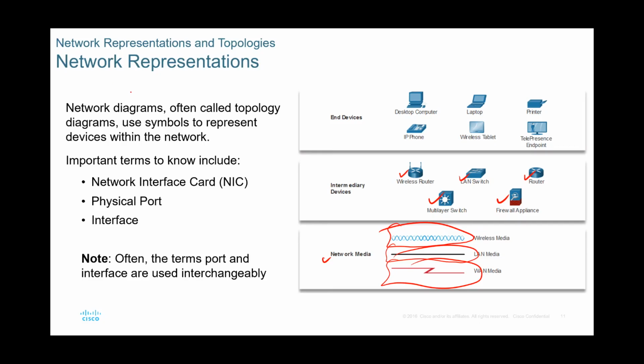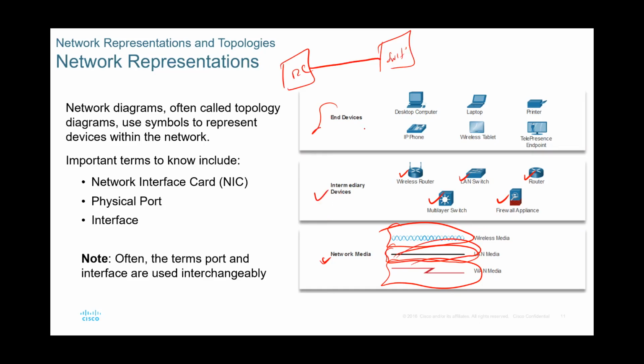So when I am connecting my computer to a switch, this is my PC, and this is my switch. When I'm connecting my computer to a switch, the cable I'm going to use, this is the icon. You see the icon here? That means I am using a LAN media or a LAN cable. And that is when you are talking about media, network media. This is when you are talking about intermediary devices.